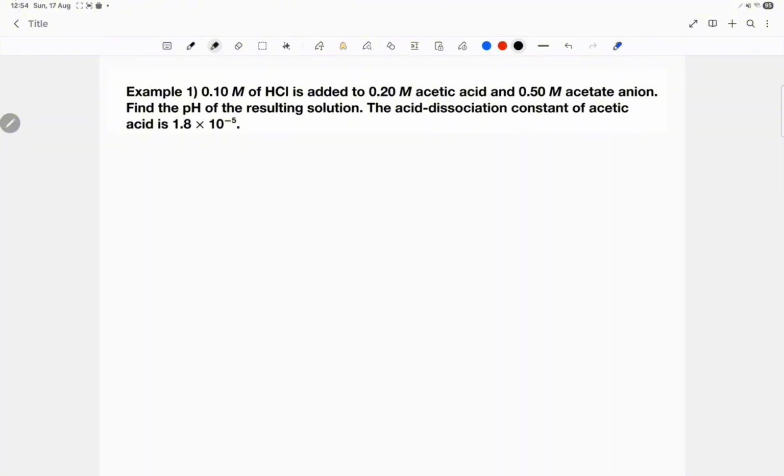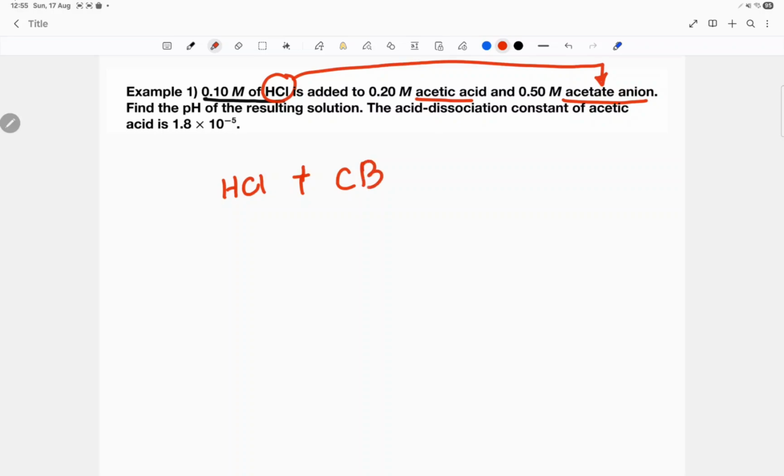So look, before you use the calculator, you have to understand and plan the situation. You're reacting HCl with a buffer. How would someone like me know it's a buffer? Because we have both the acid and the conjugate base present at the same time. Now, the strong acid HCl would react with which one of the two species? The base. The conjugate base, which is which one? The acetate, correct? Because HCl with acid just won't work. So it's like having HCl plus the conjugate base.